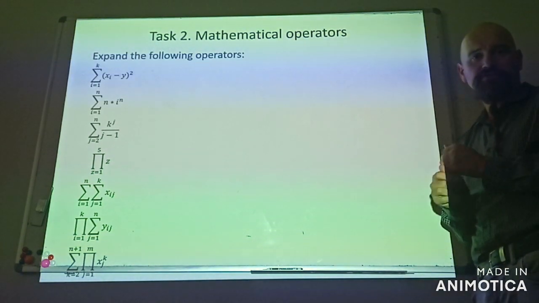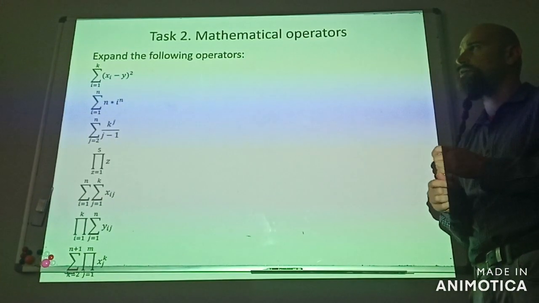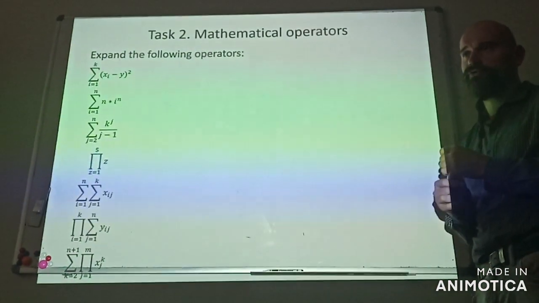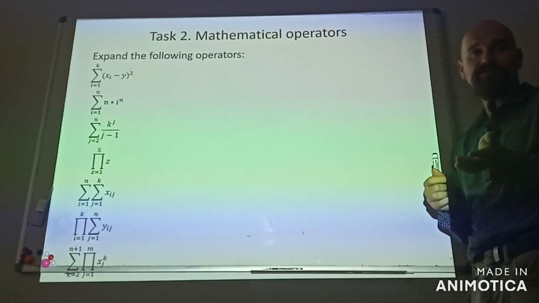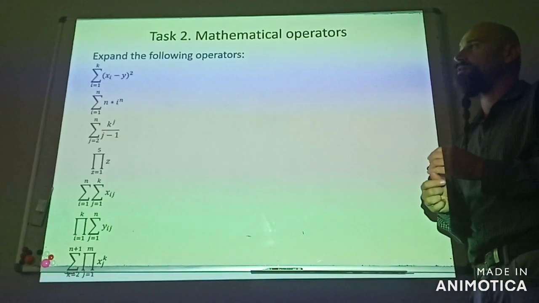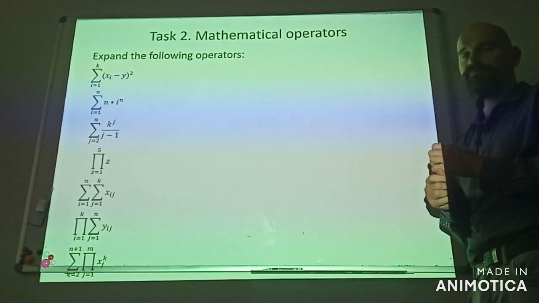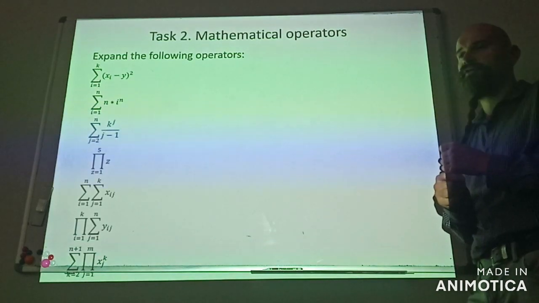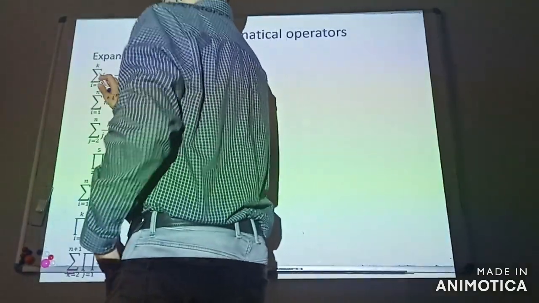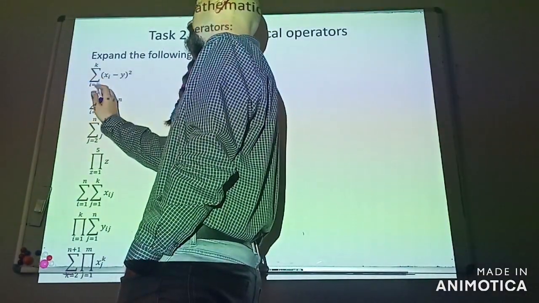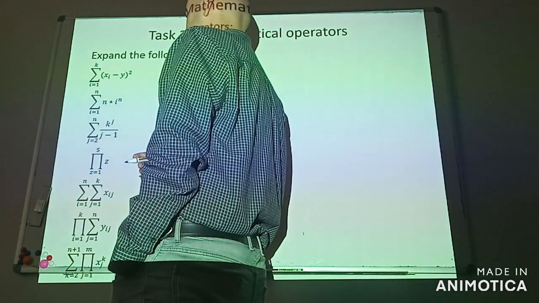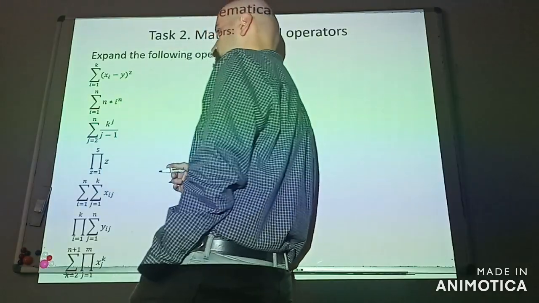Now, I'm going to show you how to expand the following operators. How to operate on the operators. How to make some computations using this kind of operators. So first example, we have the sum from i equal 1 up to k of xi minus y to the power squared.